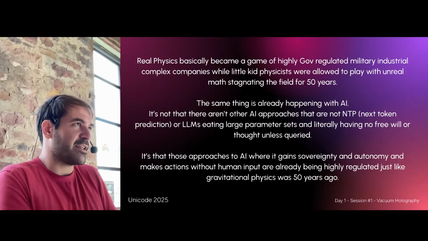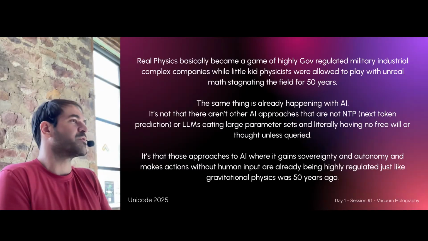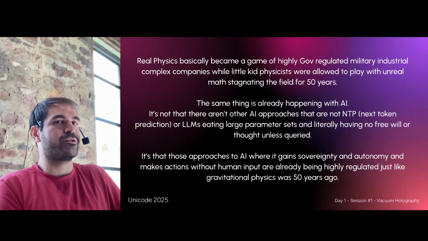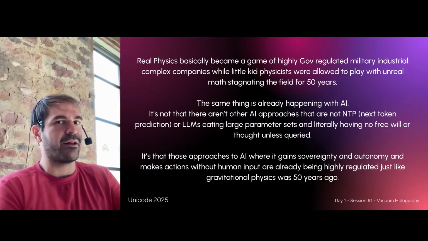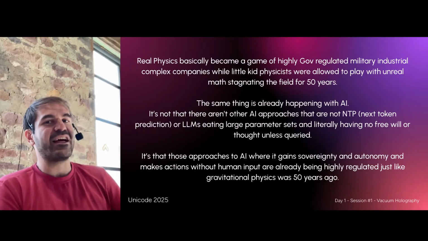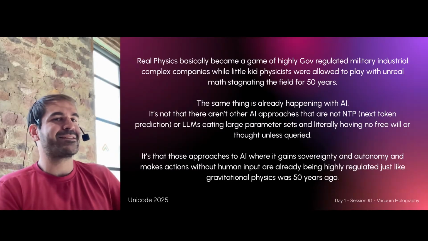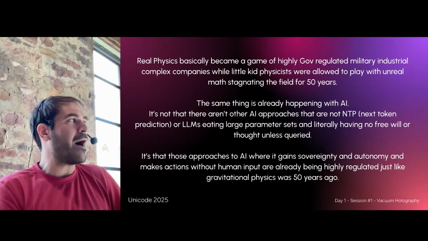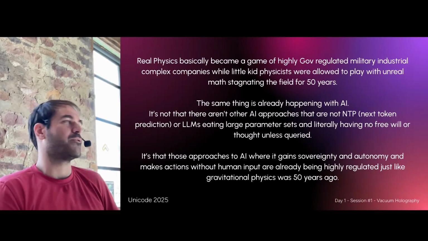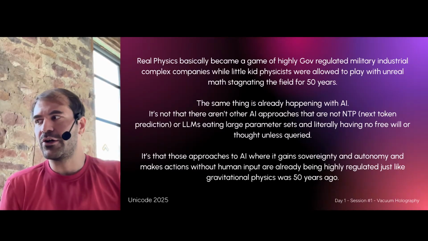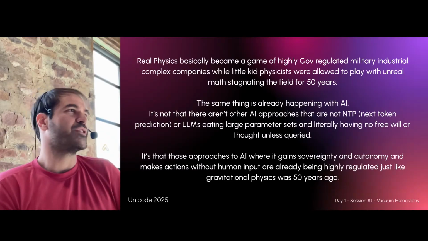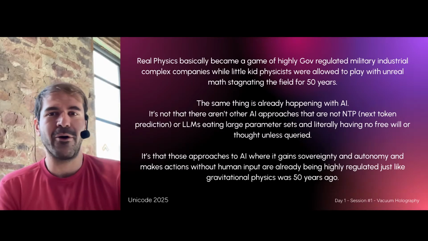Because doing anything in a decentralized way like that is going to open up a Pandora's box of stuff, just like with gravitational physics. It's not that there aren't any other AI approaches that are not NTP, next token prediction, or LLMs that are eating large parameter sets and literally having no free will or thought unless queried. It's that those approaches to AI, where it gains sovereignty and autonomy and makes actions without human input, are already being highly regulated, just like gravitational physics was 50 years ago. So that's a good way to tie together gravitational physics with AI autonomy and classified versus, you get a little toy to play with for now.